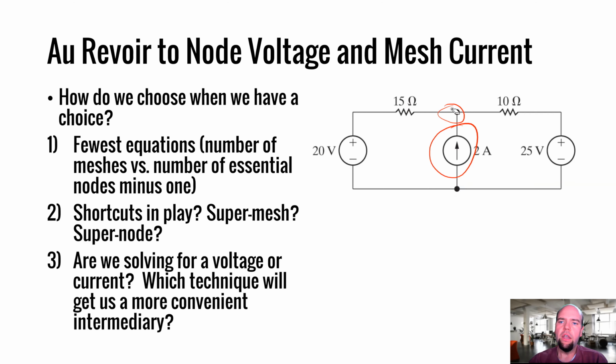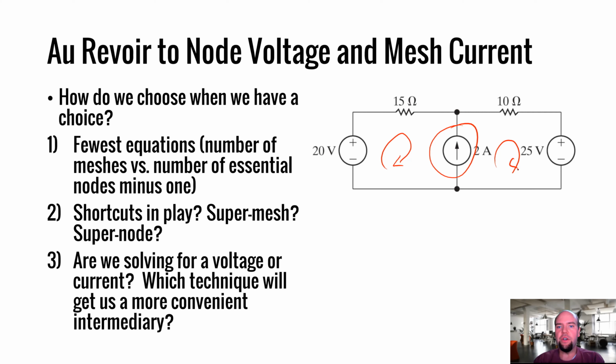Okay. For mesh current, we have 2 essential meshes. So right there, node voltage kind of wins out, and probably that would be enough for me to just say, let's just do a node voltage analysis. But let's keep looking at this circuit. Are there any shortcuts?